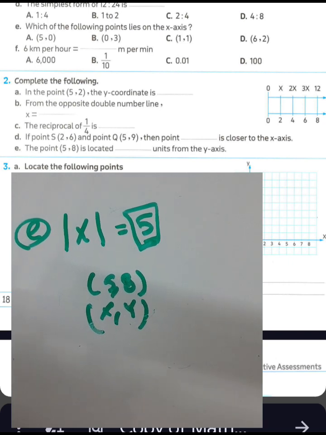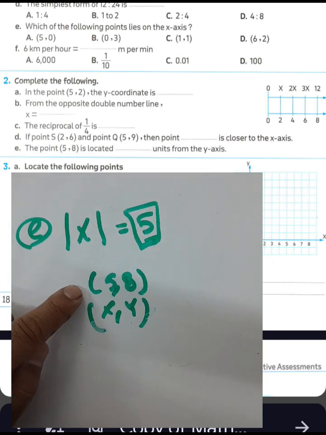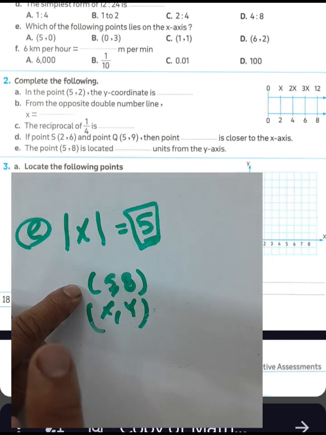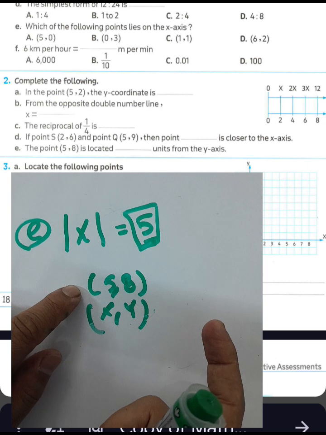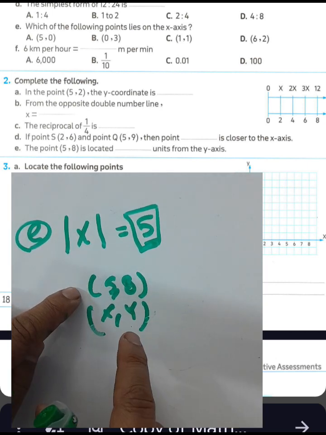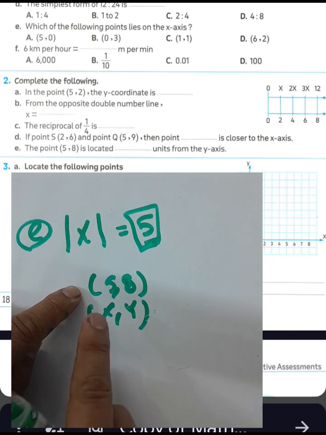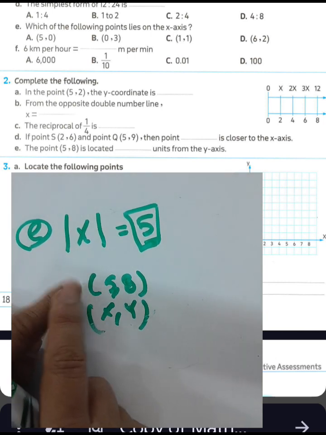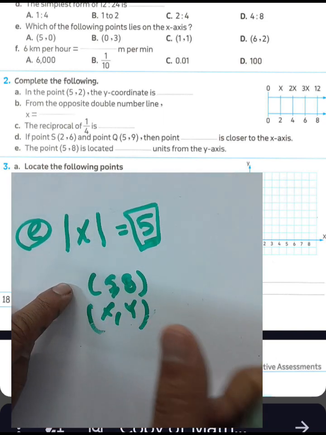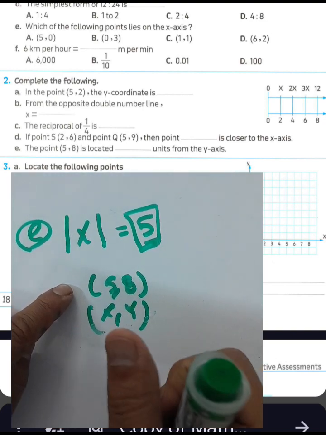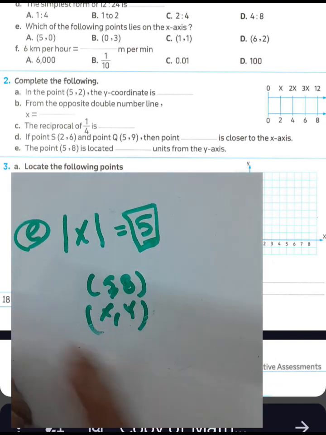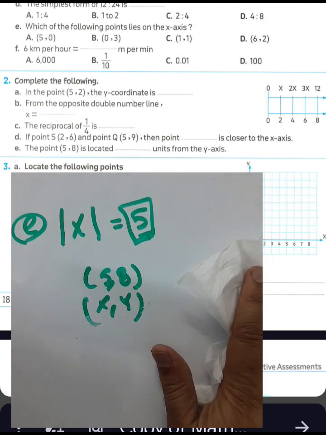Understood? Again, he gave us the point 5 and 8 and he wants to find the distance between this point and the y-axis. It means, what is the distance between this point and the y-axis? We can write the absolute value of x. Okay, to find the distance between any point and the y-axis, you find the absolute value of x. And if you want to find the distance between any point and the x-axis, you find the absolute value of y. Then the result will be 5.